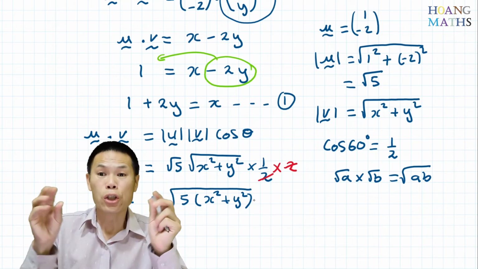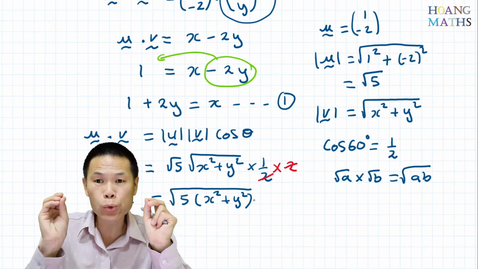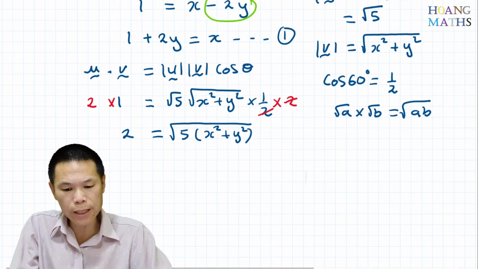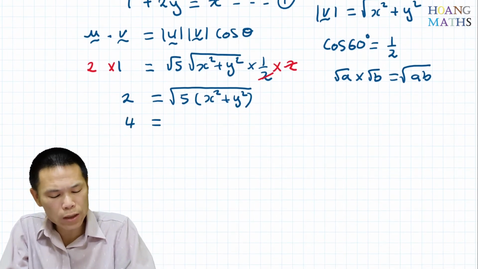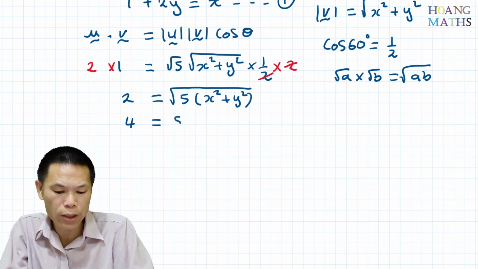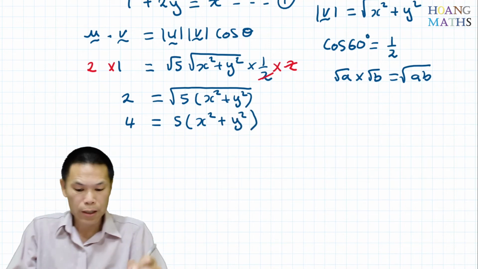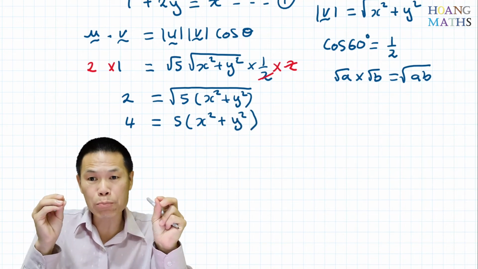So there you go. So I'm going to square both sides. 2 squared is 4. So let me move this up. So 2 squared is 4. And then square of the square root, it cancels out. So on the left hand side is 4. On the right hand side is this, plus y squared.